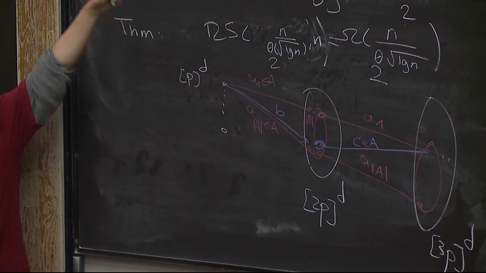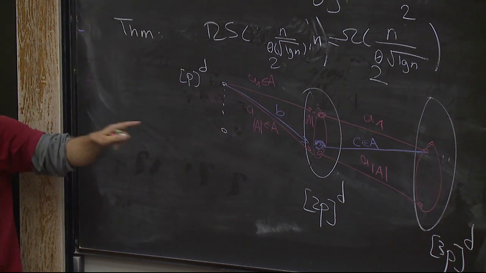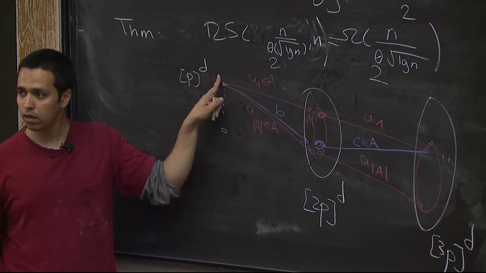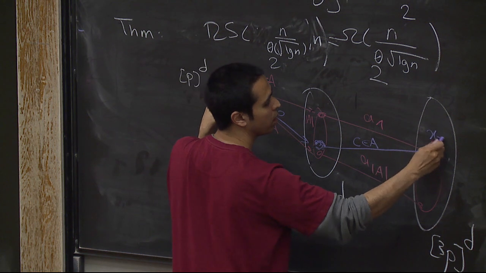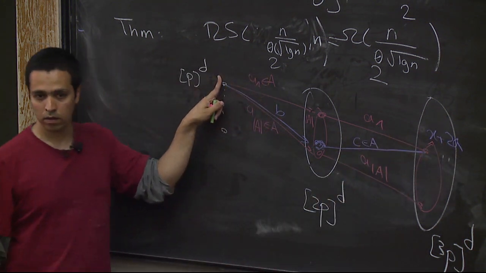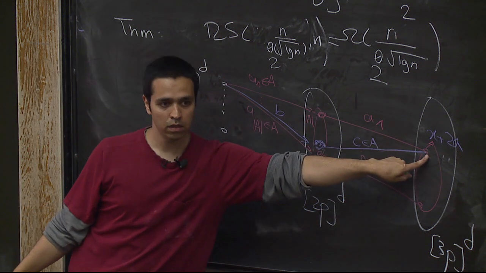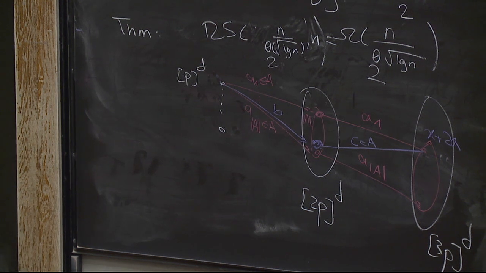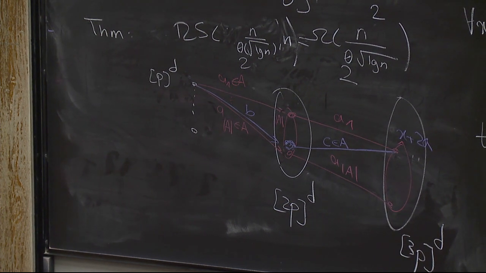That cannot happen because of the second property we had. This point is 2A a step away from here. This point is X plus 2A. But we are also saying it is X plus B plus C, which means 2A is equal to B plus C. That cannot happen. Good?